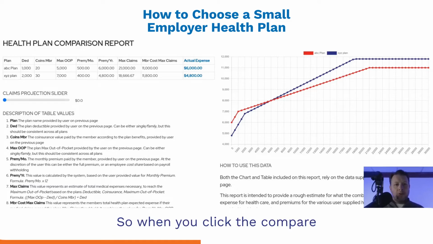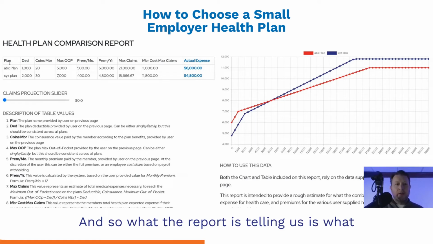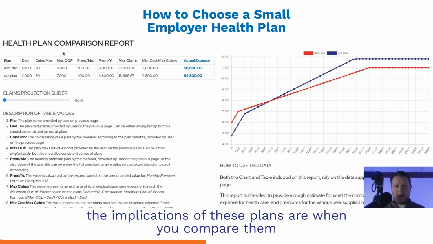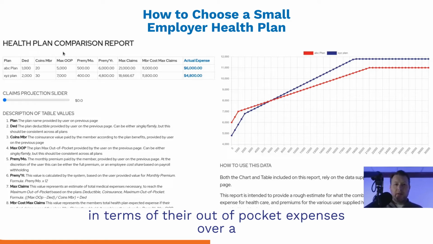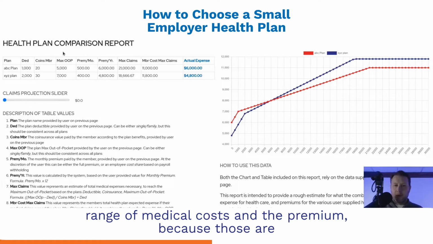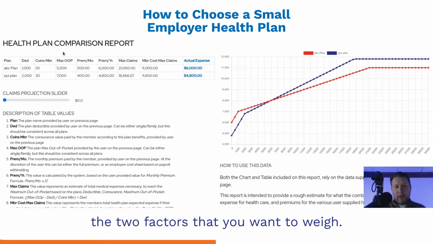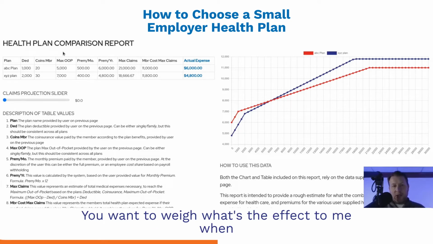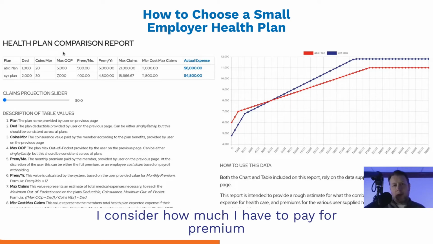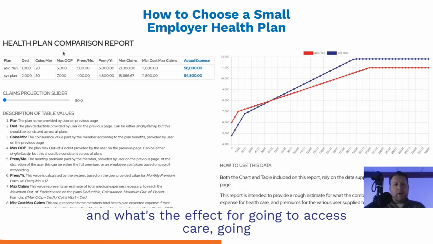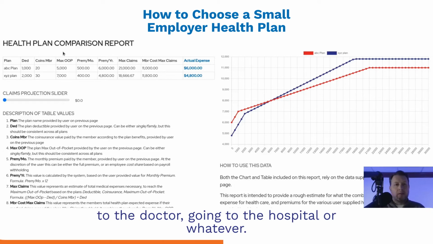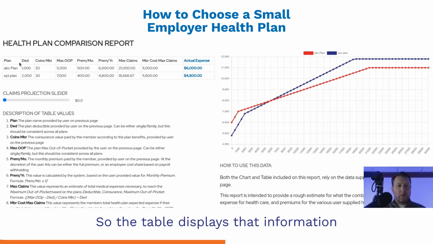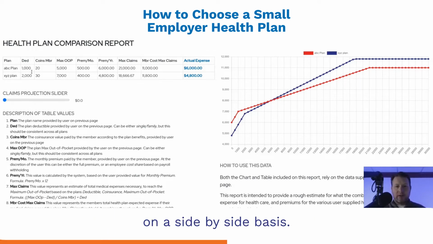So when you click the compare button, we get the report. And what the report is telling us is the implications of these plans when you compare them in terms of their out-of-pocket expenses over a range of medical costs and the premium, because those are the two factors that you want to weigh. You want to weigh what's the effect to me when I consider how much I have to pay for premium, and what's the effect for going to access care, going to the doctor, going to the hospital, or whatever. So the table displays that information on a side-by-side basis.